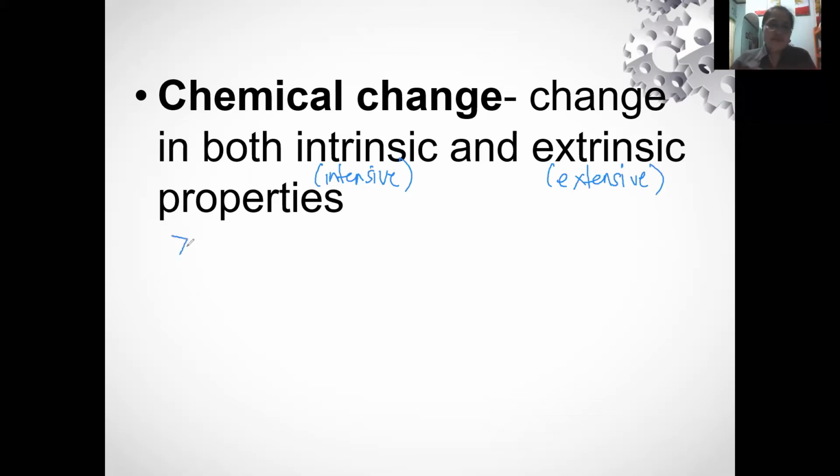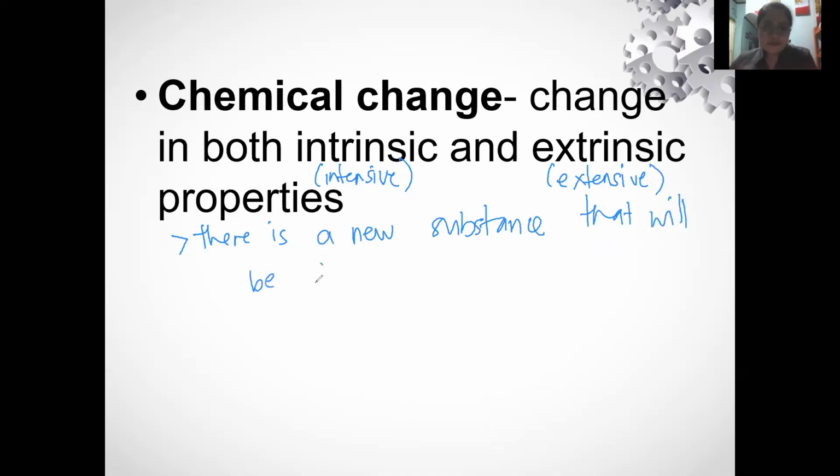So, again, you have to take note that in chemical change, there is a new substance that will be formed. Again, there is a new substance that will be formed after the reaction.